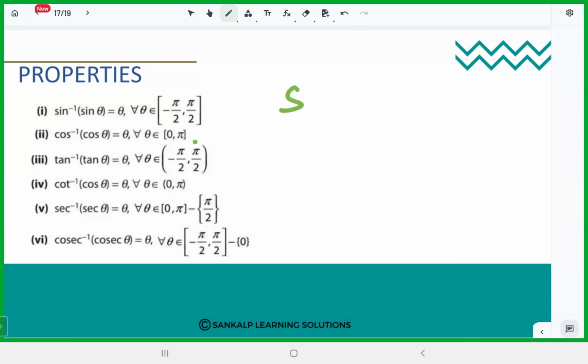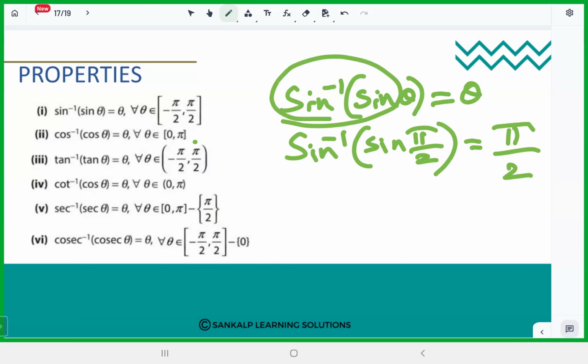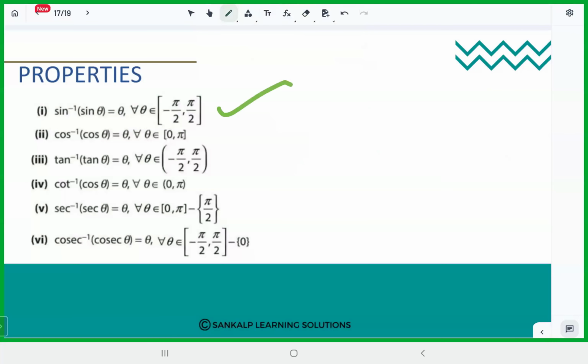The property is nothing but sine inverse of sine theta is equal to theta. For example, if sine inverse of sine pi by 2 is given, then what will be the value of this? It is nothing but pi by 2. Sine inverse and sine become the identity function. That's what is happening there. So you have to study this property.